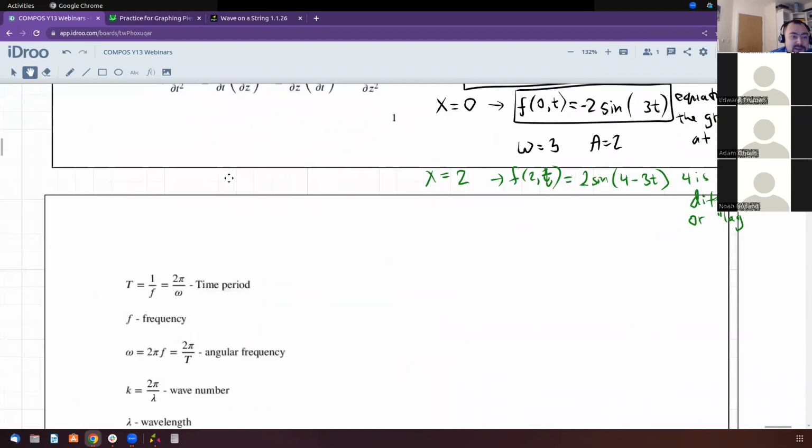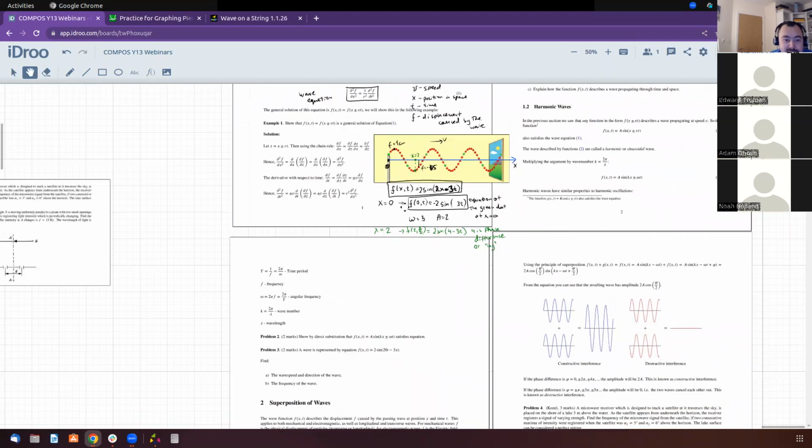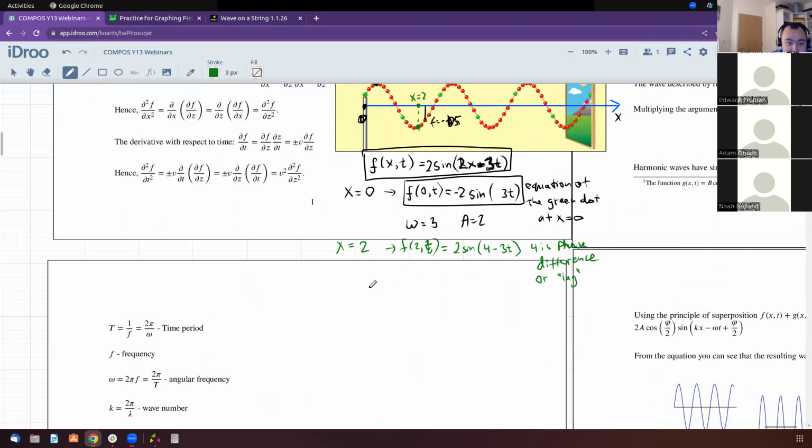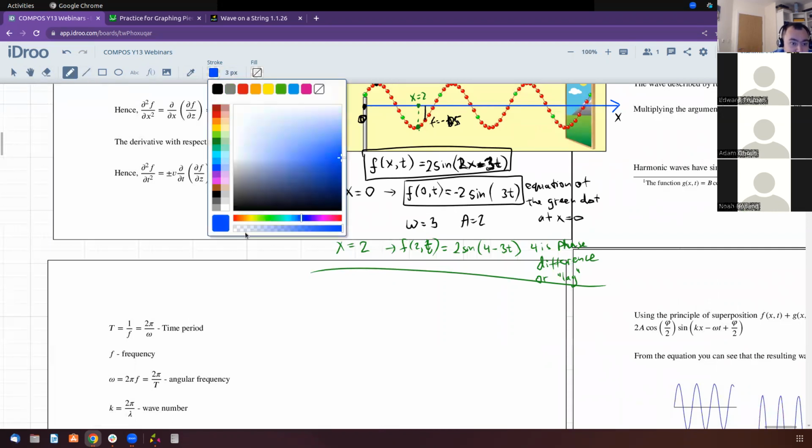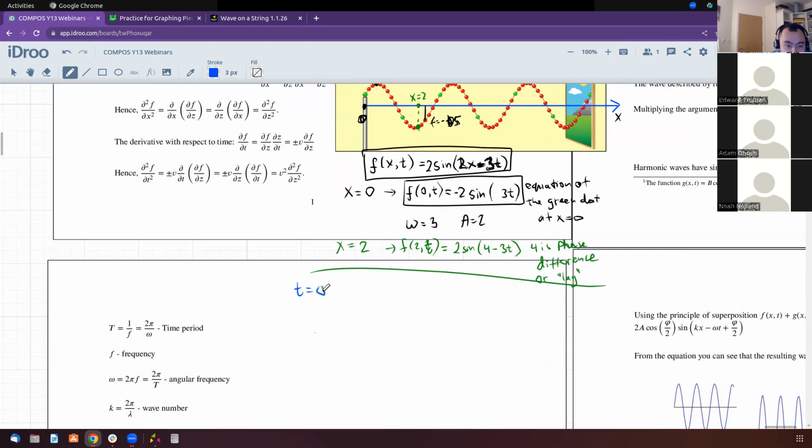Another thing that we can do is we can substitute t. For example, substitute t equals 0. You have f of x, 0 is 2 sine 2x minus 0. And this is the equation of the shape. That's the shape of the rope at t equals 0.